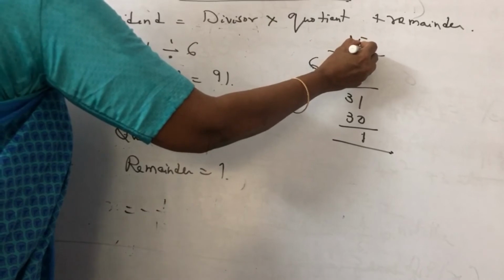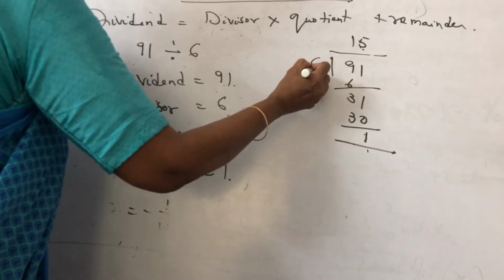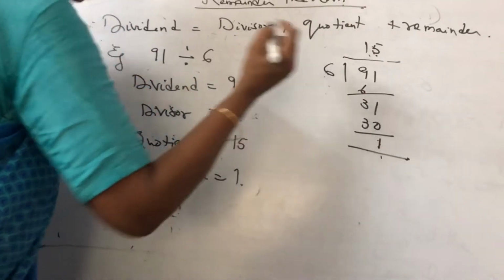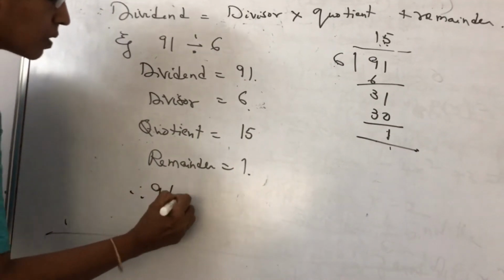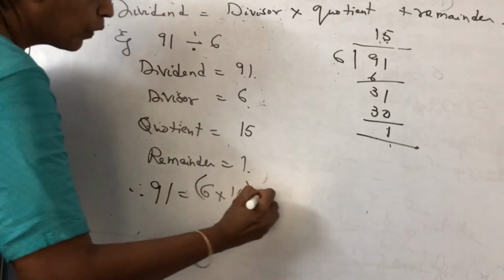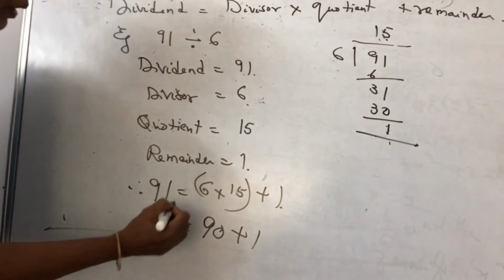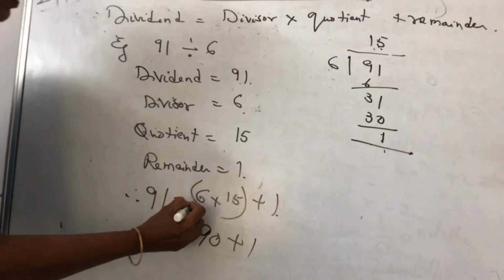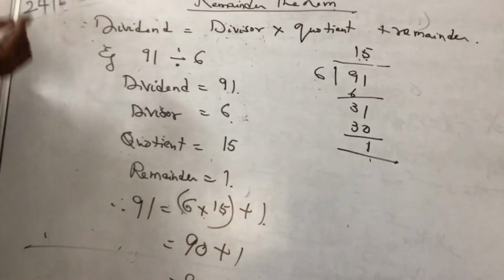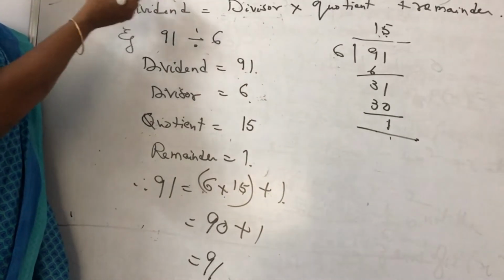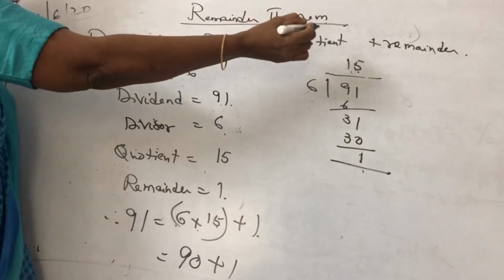6 into 15, 90 plus 1 is equal to 91. Therefore, you can write 91 is equal to 6 into 15 plus 1, that is equal to 90 plus 1. Dividend is equal to divisor into quotient plus remainder. The same rule is also dividend is equal to divisor into quotient plus remainder.